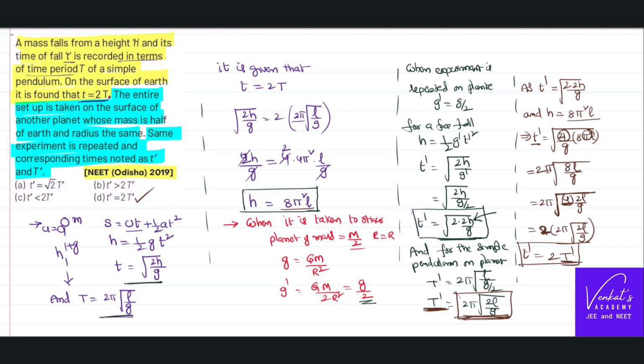So it may look like a lengthy problem, but it's not actually. There are multiple concepts involved: the variation of g with respect to mass on a different planet, for a freely falling body h equal to half gt square, a basic formula, and the time period of a simple pendulum 2 pi into root L by g. With this basic data, if you just navigate through the given information, you will come to the answer comfortably. That's how you have to solve, right?